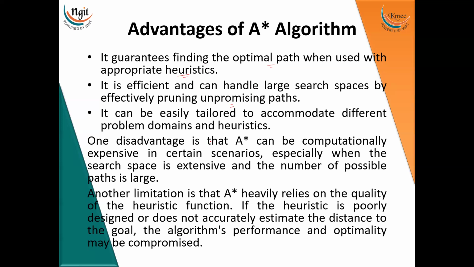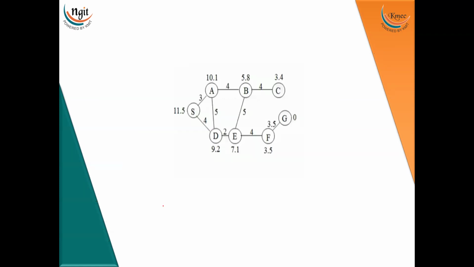And one disadvantage is that A star can be computationally expensive in certain scenarios, especially when the search space is extensive and the number of possible paths is large. Another limitation of A star is that it heavily relies on the quality of the heuristic function. If a heuristic function is poorly designed or does not accurately estimate the distance to the goal, obviously the algorithm's performance and optimality may be compromised.